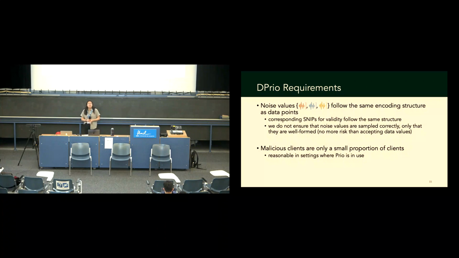We also assume that malicious clients make up only a small proportion of the total number of clients, and this is reasonable in settings where Prio is in use. Usually there's clients on the order of millions, and this gives us the property that the probability of selecting a malicious noise value is low.